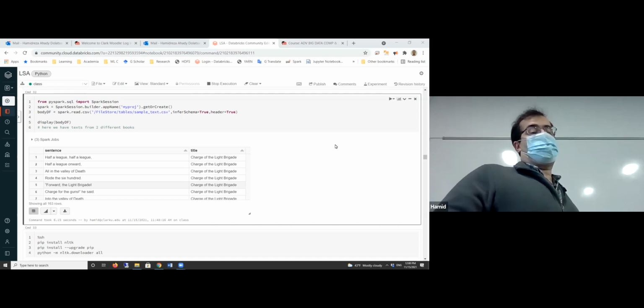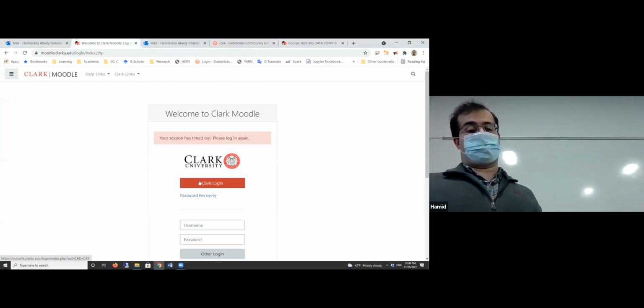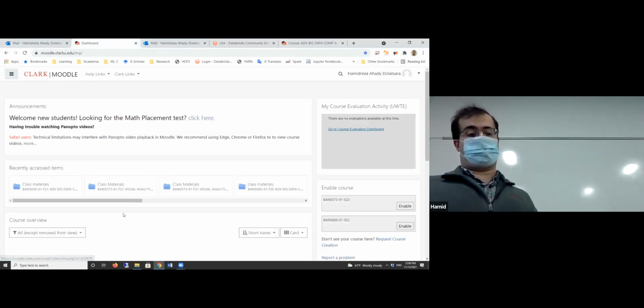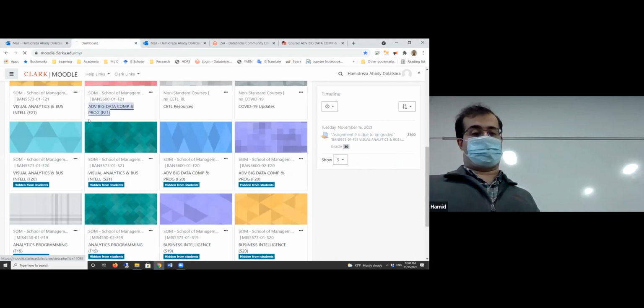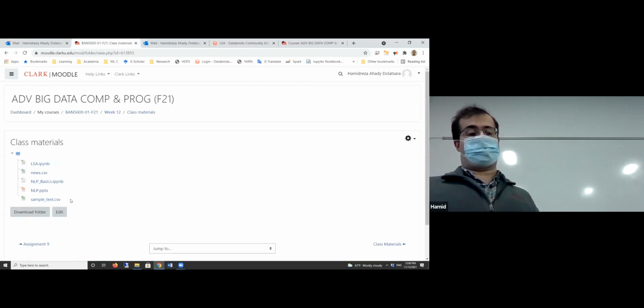Also import sample_text.csv. All of them are loaded on the previous model. So if you go to model, week 12, please load the sample_text.csv, and also we keep working on the LSA Jupyter Notebook. But on top of that, was loaded previously, load sample_text.csv from week 12.